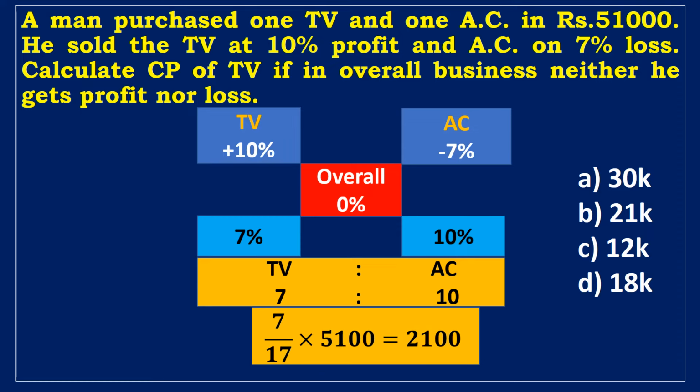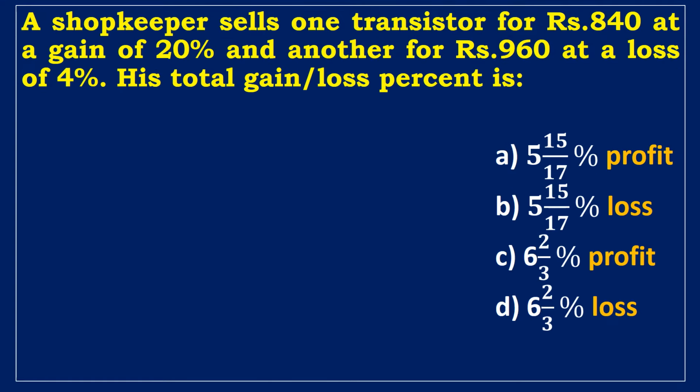Calculate the cost price of the television based on the ratios provided. Apply the following formula. The cost price of the television is equal to the ratio of television divided by the sum of ratios into the cost price of both items. That is, 7 divided by 17 multiplied by 51,000 equals 21,000.